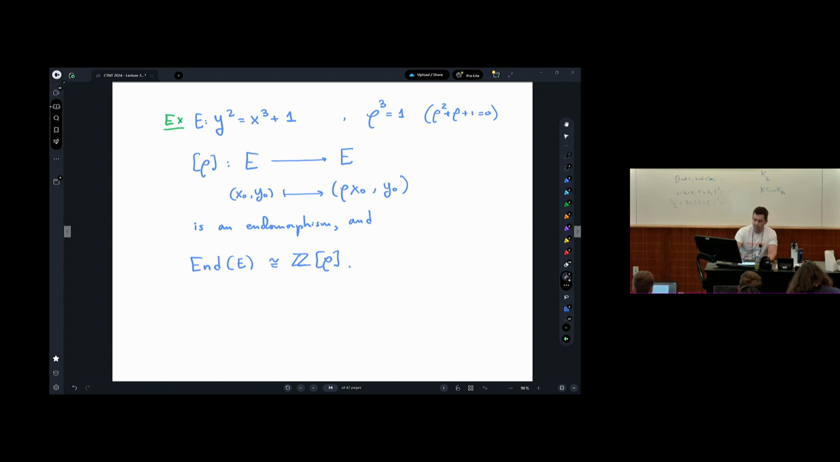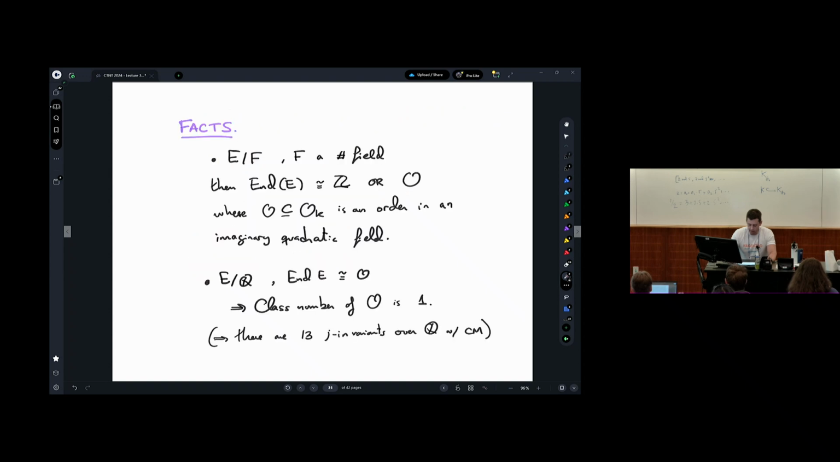This elliptic curve also has a complex multiplication, which is that take rho to be a non-trivial third root of unity. Then I can send this point to this point. The cube here will kill that rho, and then I get an endomorphism. And it turns out that in this case, the endomorphism ring is Z adjoin rho. What are these called? The what integers? The Eisenstein integers.